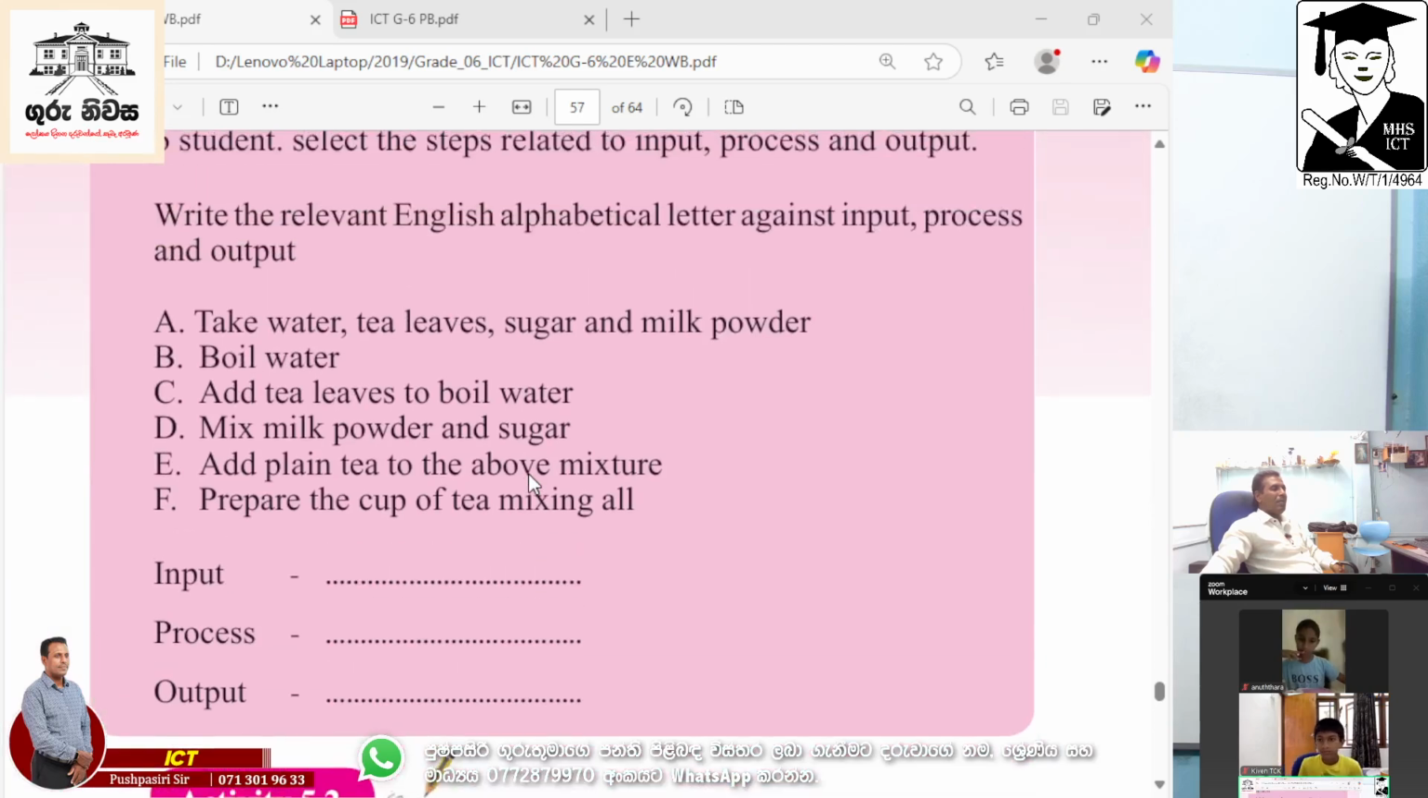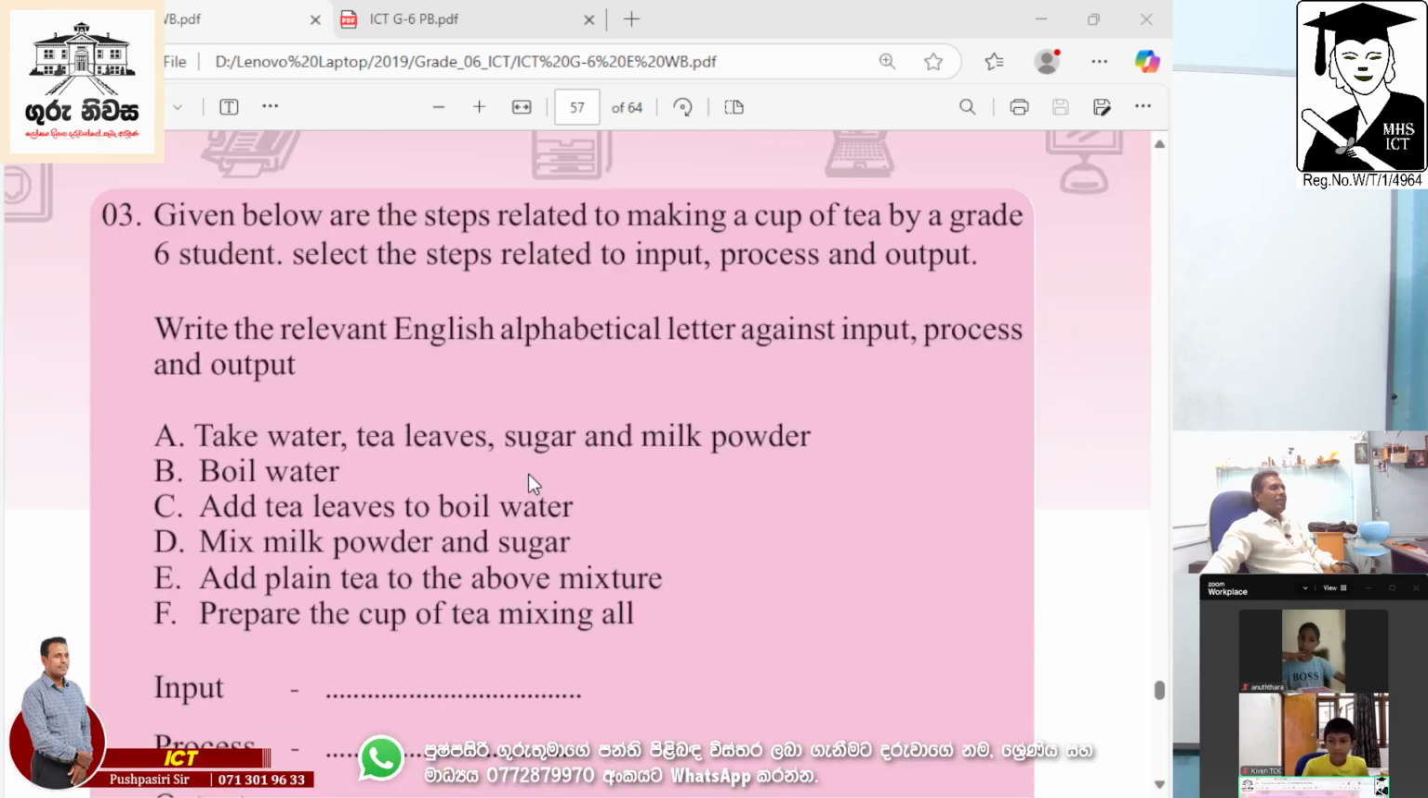Right. Given below are the steps related to making a cup of tea by a grade 6 student. Select the steps related to input, process, output. Write the equivalent English alphabetical letter against the process and output.